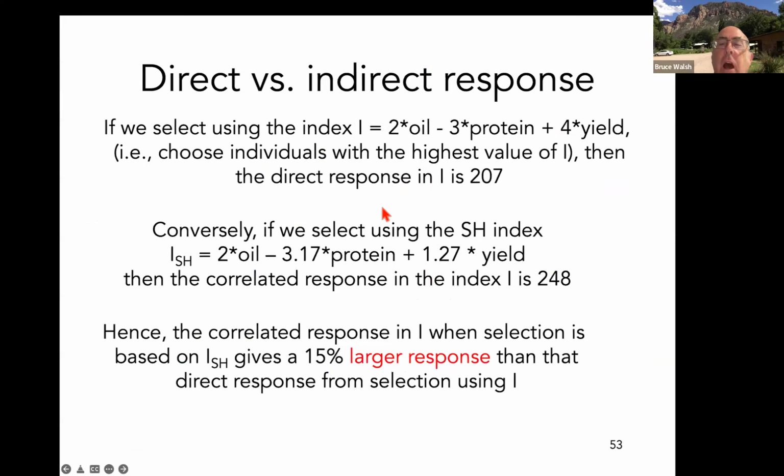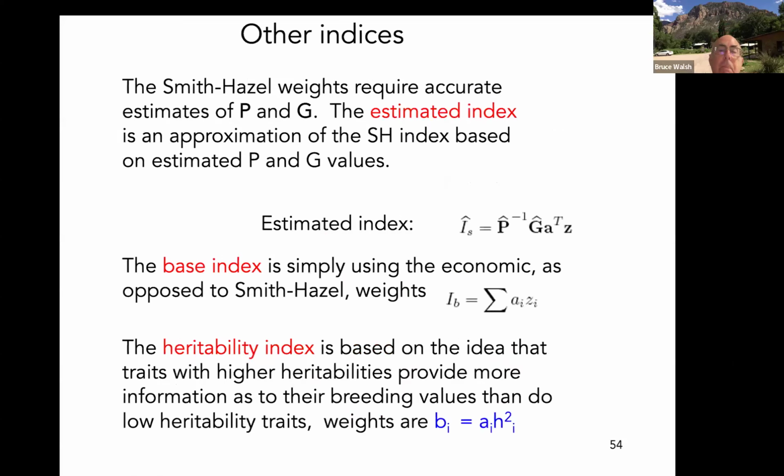So the idea here is I could pick individuals based upon these weights. If I do, then if I look at the response in this index, the offspring is 207. But if I pick parents based upon these weights, the main difference here is in yield. The response in this index in the offspring is 250. So a 15% larger response using Smith-Hazel.